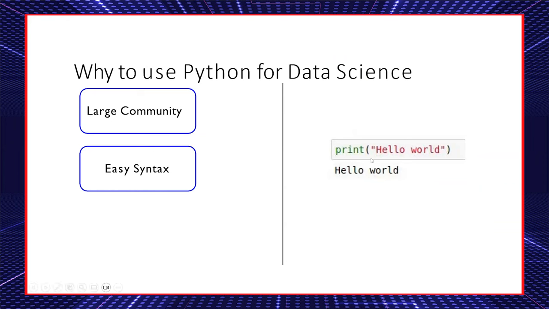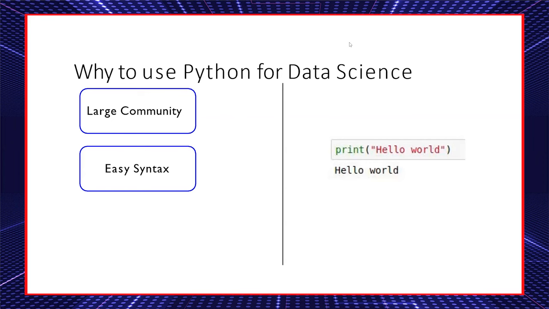Suppose you want to print hello world. We just use print of hello world. It automatically displays the answer, hello world. So if you know English, I mean, no need to be proficient in English. If you're able to read English, then you can easily understand or read the Python code.